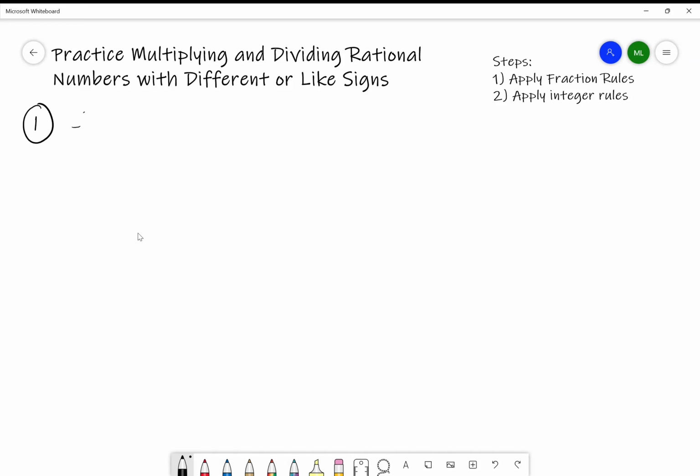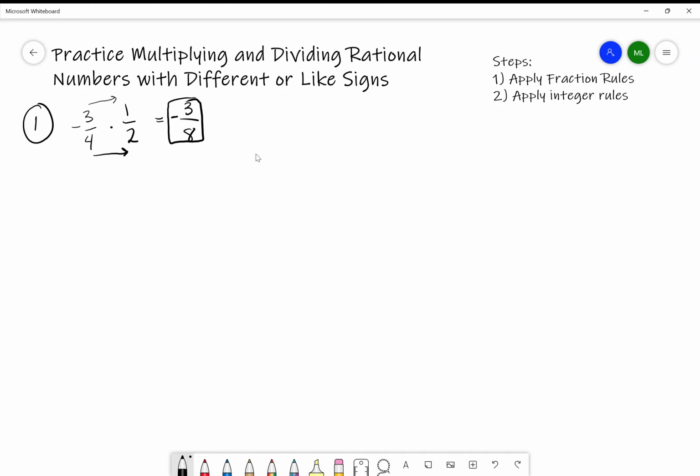Let's say I have negative 3/4 times 1/2. The rule for multiplying fractions is just go straight across. So you would do 3 times 1, that's equal to 3. Then you would do 4 times 2, that's equal to 8. However, this time you have a negative number here and a positive number here. So you have two different signs, so your answer will become negative.